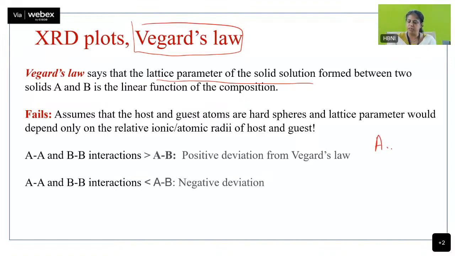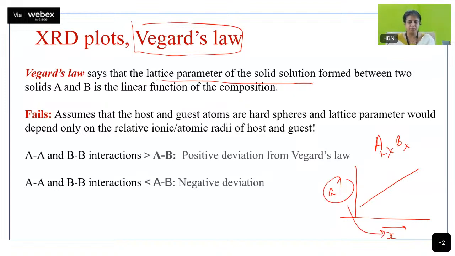What it wants to say is that if you have A1-x Bx, and you're plotting a, which is the cell parameter, let's say it's a cubic solid solution, against composition x, and B could be 10 to 100, then this will be a linear function of your composition. The cell parameter would be a linear function of your composition.